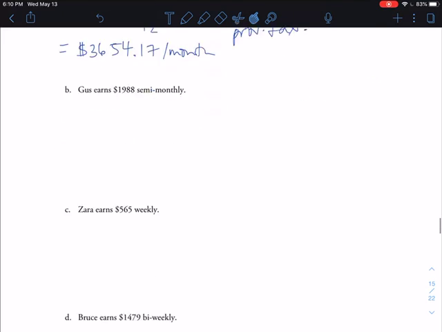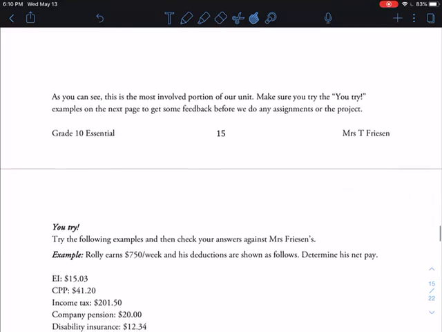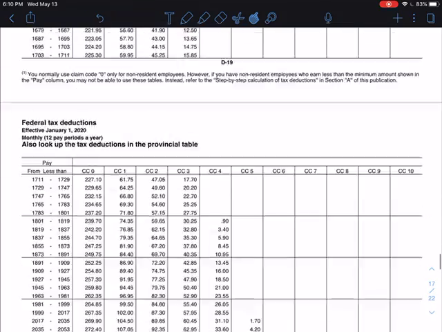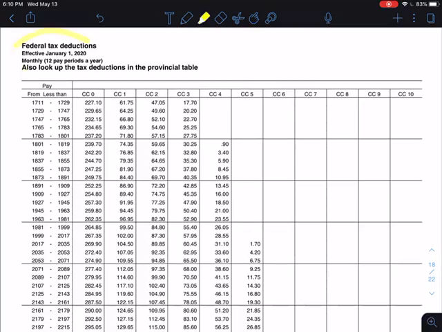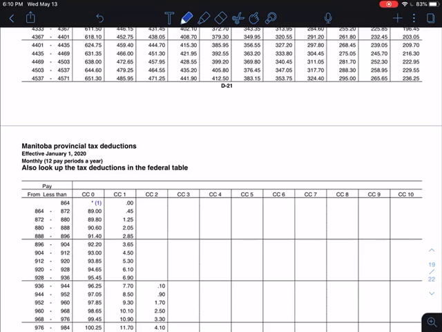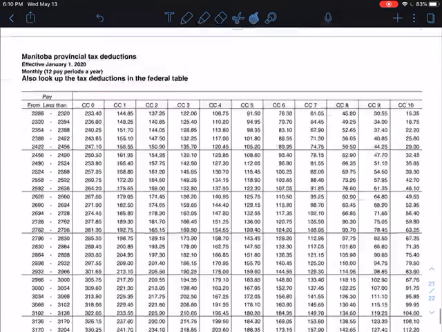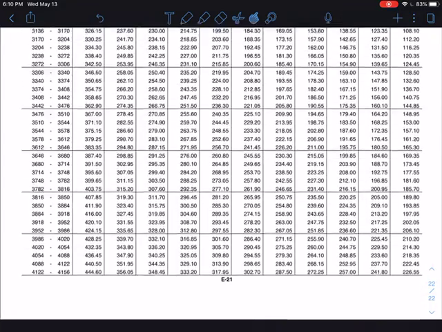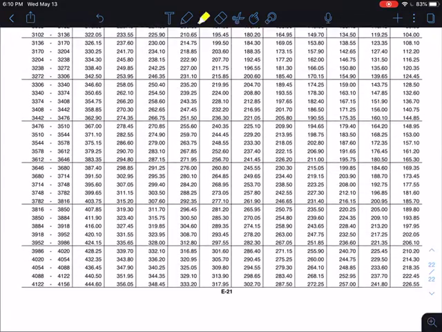Okay, and then same thing. Looking at 3,654, we're going to scroll all the way down. We're going past the federal. Okay, remember we just did federal, so now we're going back down until we see Manitoba as our title. Okay, and we are going to scroll all the way down to here, and I'm going to see that we have 3,654 in this bracket. Okay, so that means we're going to pay $387.40 in tax.